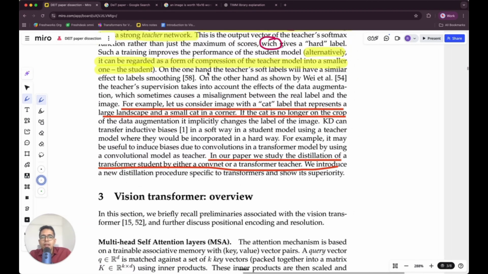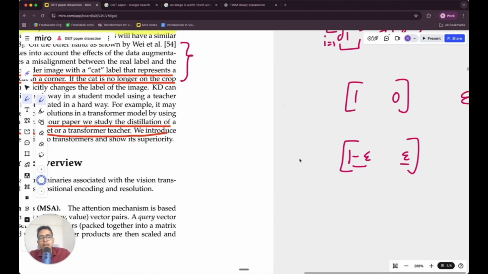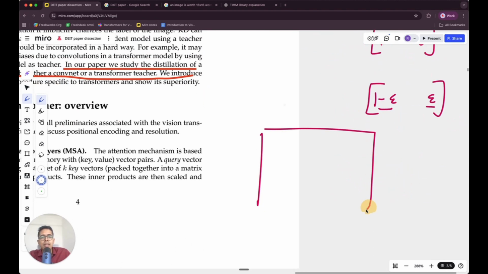On one hand, the teacher's soft label will have similar effects to label smoothing. On the other hand, as shown by Wei et al., the teacher's supervision takes into account the effects of data augmentation, which sometimes causes a misalignment between real label and the image. This item we need to discuss a little bit. Let's also read one more sentence before discussing. For example, let us consider an image with a cat label that represents a large landscape with a small cat in the corner. So let's say I have a huge landscape image where the cat is just here.